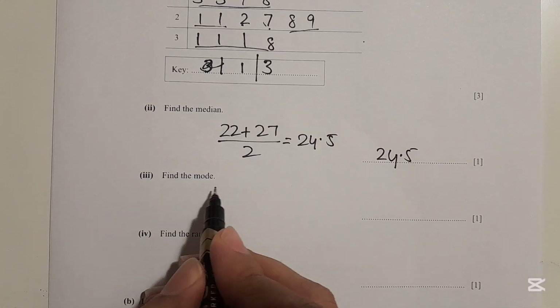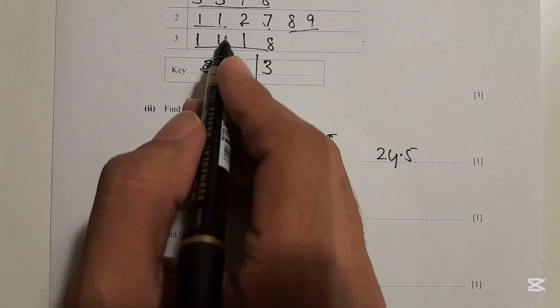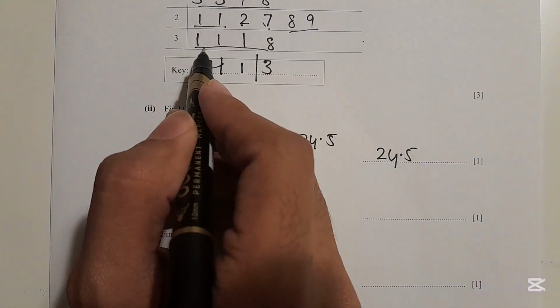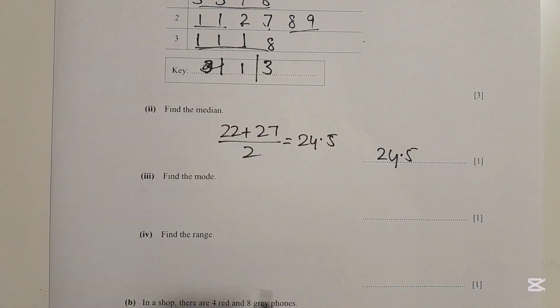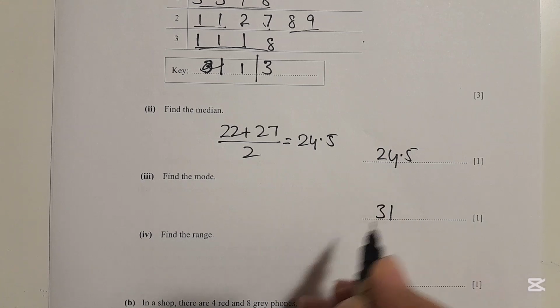Part 3 states mode. Mode means most frequent. So over here if we see which is the most frequent number, it's ones, which is 31. So 31 will be the mode.